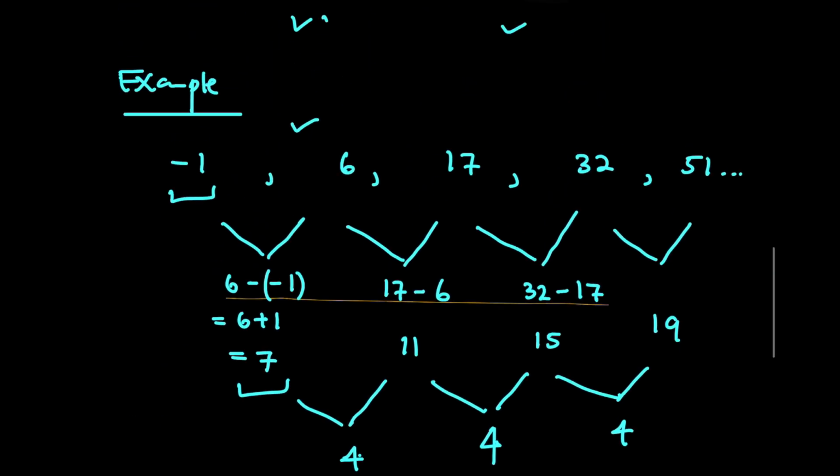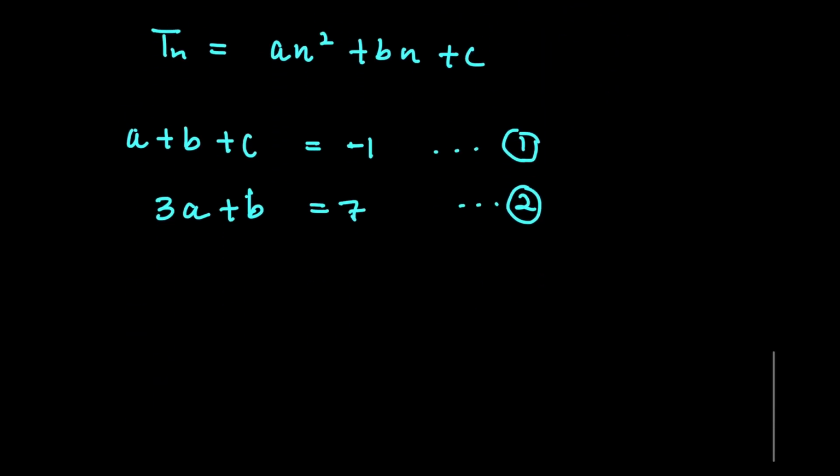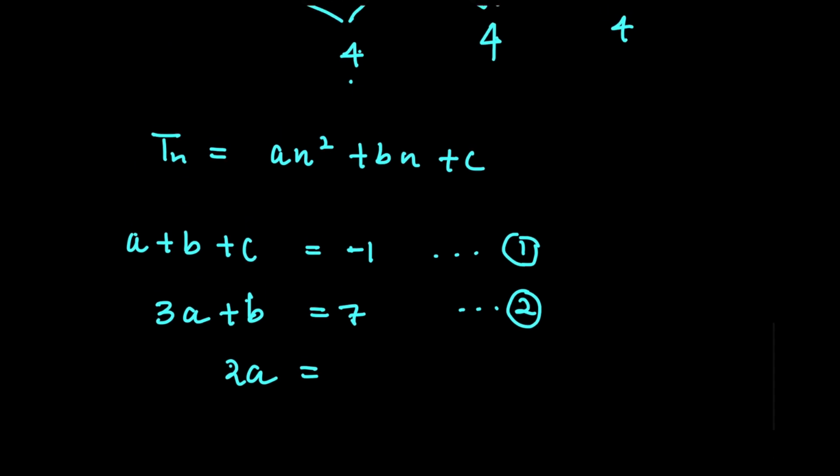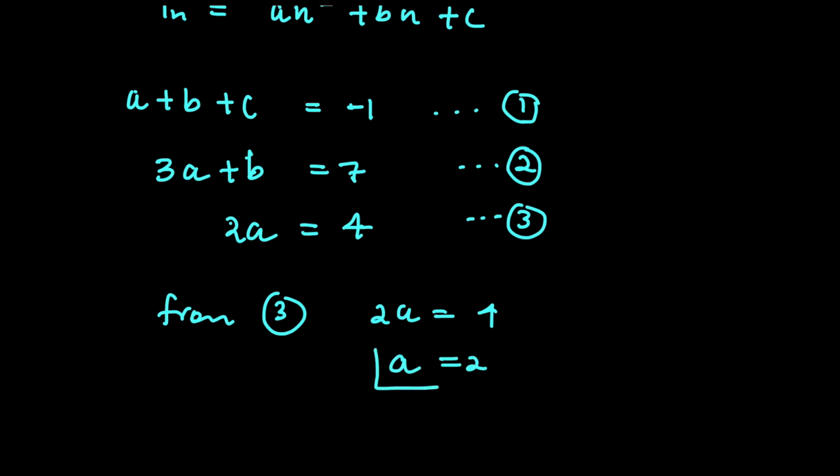And then last but not least, we have got 2a here. And then now 2a equals to what? It equals to the second difference, which is 4. So this is your third equation. So now let's start to solve. So from equation 3, 2a is equals to 4. So now if you divide by 2 on both sides, it's going to be a is equals to 2.